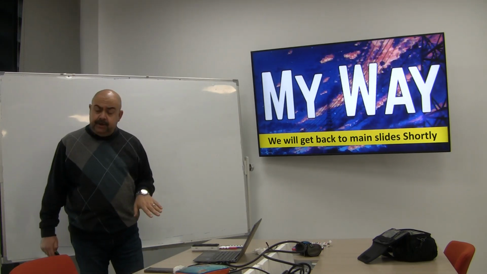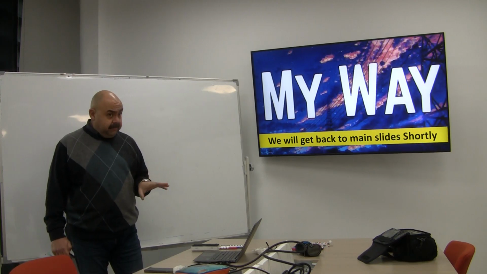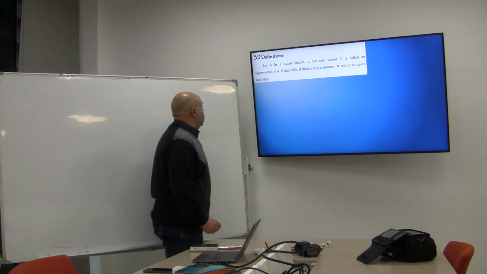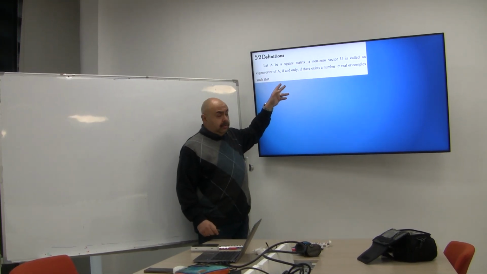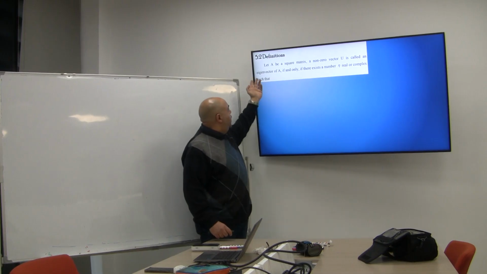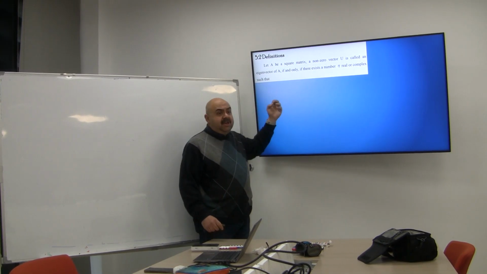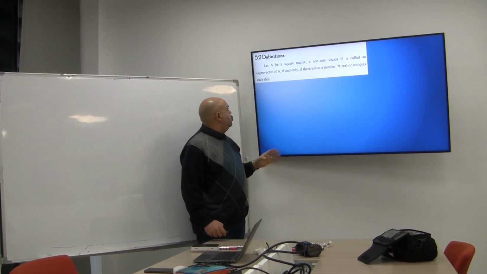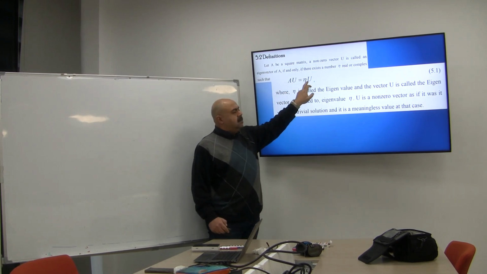But for now, I need you to understand the steps, the technical part of these steps, in order to get the eigenvalues and the eigenvectors. It starts with, let A be a square matrix. A non-zero vector U is called an eigenvector of A if and only if there is a number eta, some number, real or complex, such that A times U equals eta times U.